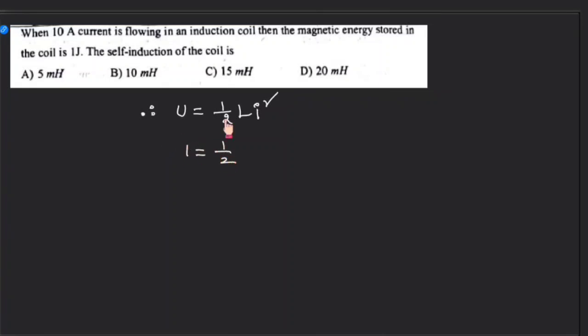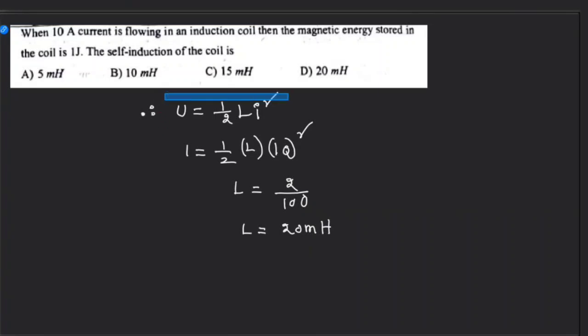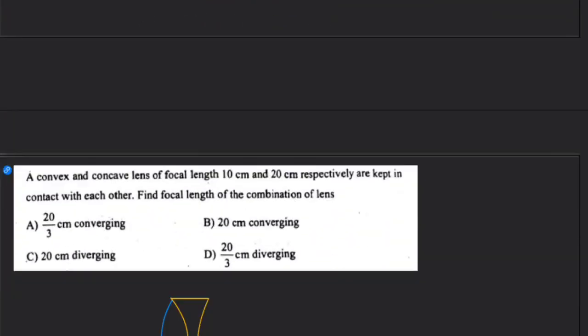What is L here? We don't know this L, and this I can be written as 10, so this will be equal to 10 square. Therefore this L is equal to 2 by 100, right? L equal to 2 by 100, that will be equal to 20 millihenry. So that is the answer for this question. So please carry forward this formula for your next exam. U is equal to half into L I square.